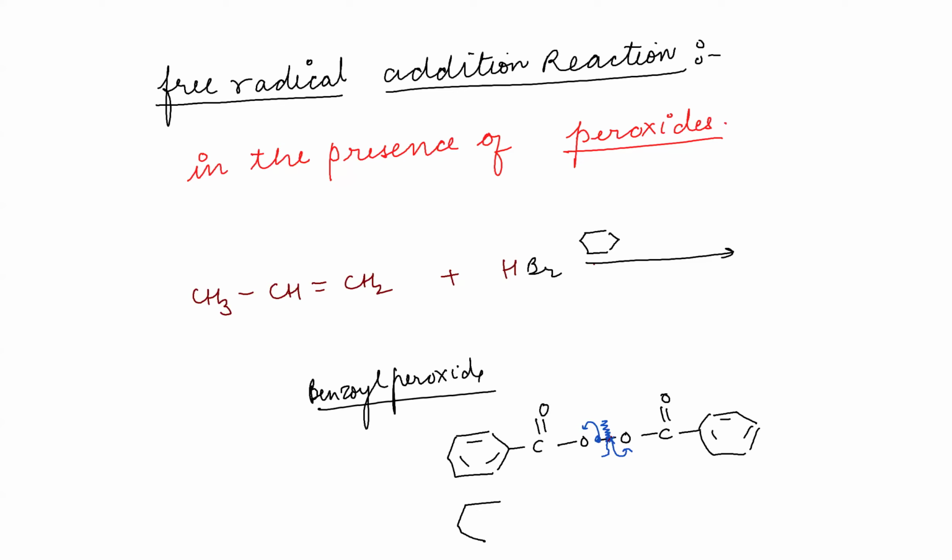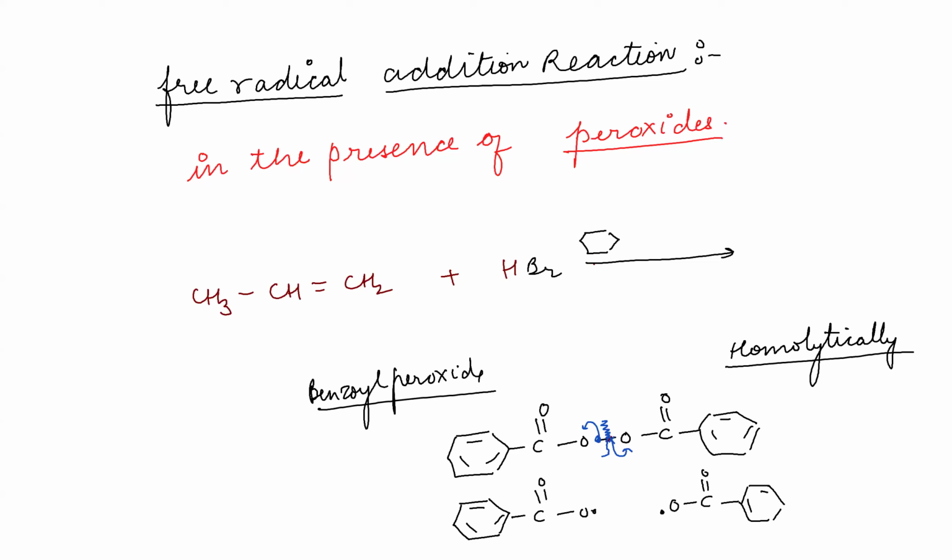So we'll have this benzene, we'll have this, and we'll also have this. How does this bond break? This bond basically breaks homolytically. Are we understanding? So when this bond breaks homolytically, we will have this electron, and we will also have this particular electron.